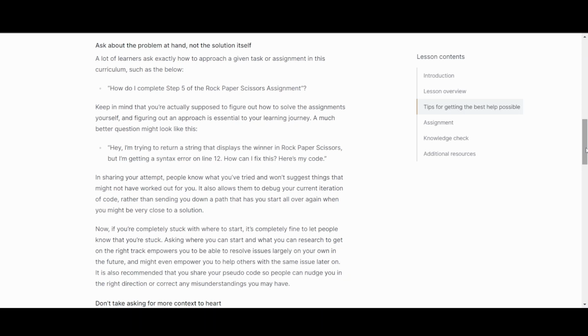Now, if you're completely stuck with where to start, it's completely fine to let people know that you're stuck. Asking where you can start and what you can research to get on the right track empowers you to be able to resolve issues largely on your own in the future, and might even empower you to help others with the same issue later on. It is also recommended that you share your pseudocode so people can nudge you in the right direction or correct any misunderstandings you may have.